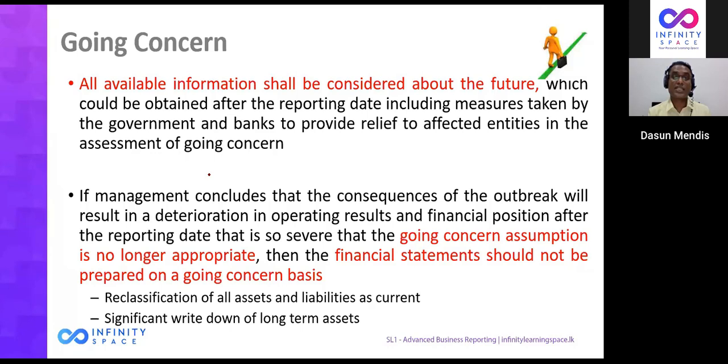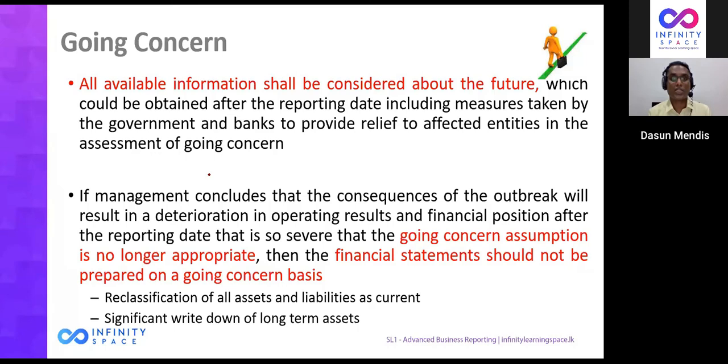The impact is so severe. So I have to what? Close down. In that situation, what you need to do? You have to go back and adjust your financial statements as at 31st of March, and you can't prepare the financial statement by using the going concern basis. You have to use the breakup basis.